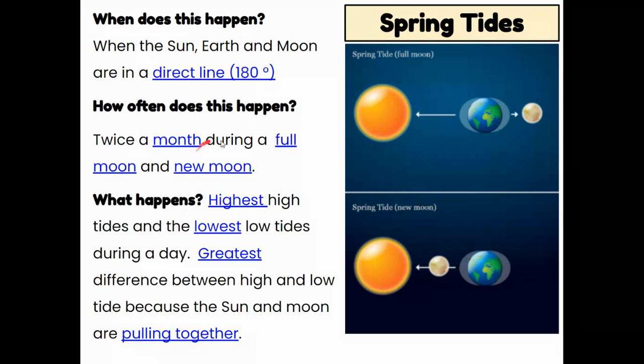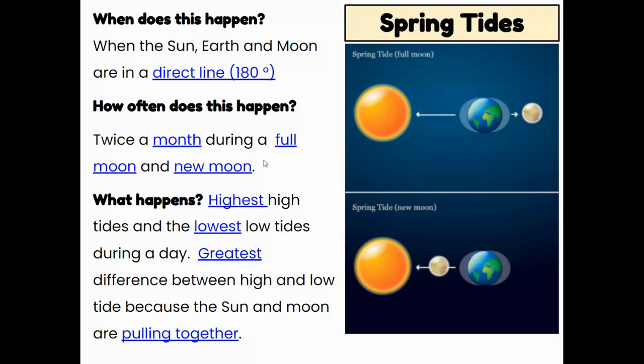So this happens twice a month during a full moon and a new moon because those are the alignments, right? In a new moon, it's sun, moon, earth, because the moon is always nearest to the sun. During a full moon, it's sun, earth, moon. So these are straight lines. And what happens here is that you get the highest high tides and the lowest low tides during that entire month. So this is going to happen twice. It correlates with the new moon phase and the full moon phase.